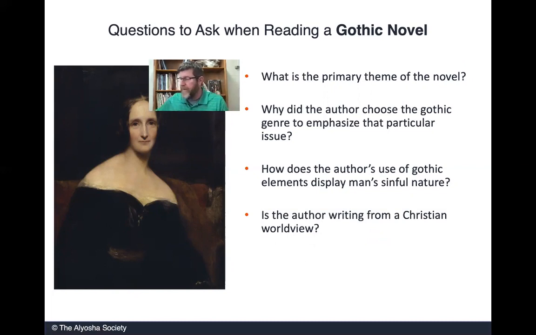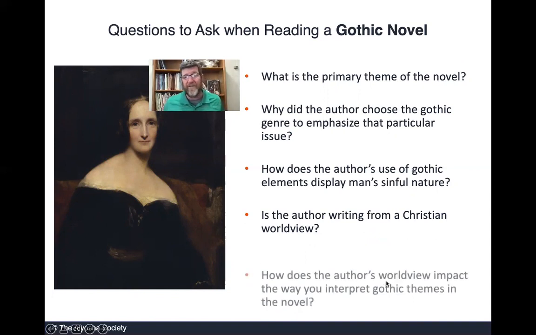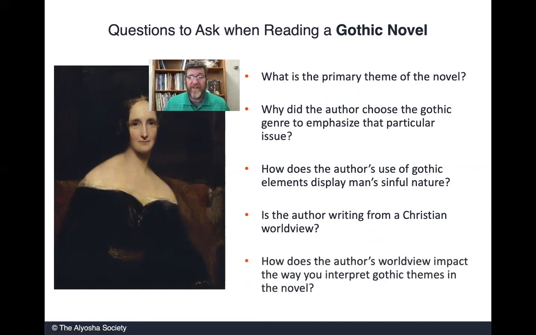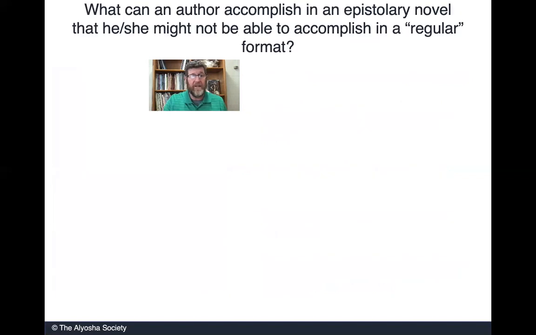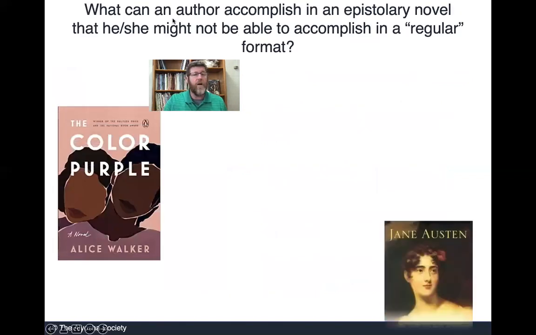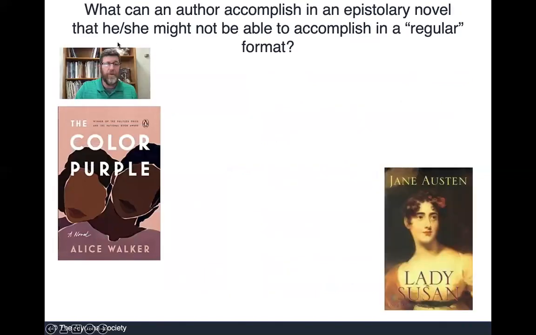One of the reasons we're going to compare these two is because we have a Gothic story written by a Christian and a Gothic story written by a non-Christian. I think we're just going to have a lot of fun comparing and contrasting them. How does the author's worldview impact the way that you view and interpret the Gothic themes? That's going to be really important, guys. Just trying to give you all kinds of tools for the toolbox.